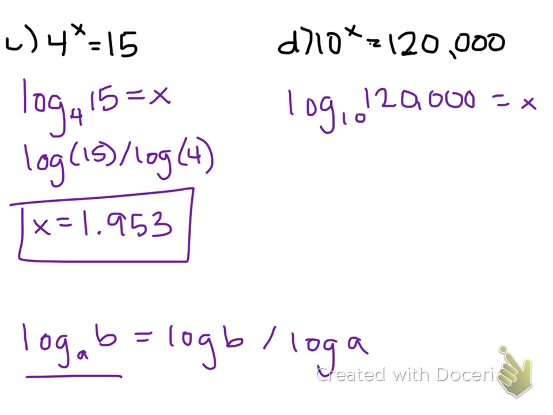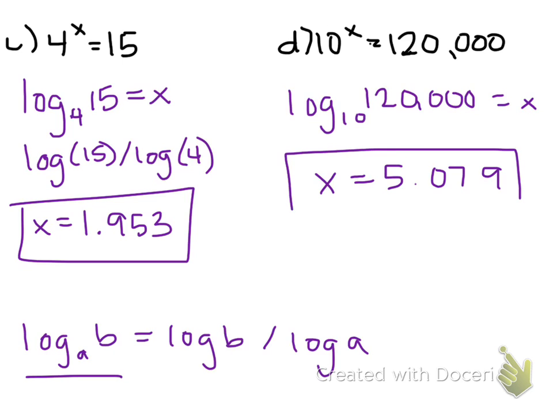Because calculators are base 10, you don't have to do the change of base. You can just type log 120,000, and you'll get x equals 5.079. Okay, so go ahead and try the next problem. If you don't have a way to get it as a decimal, just write it in this form down here, how you would type it in a calculator if you have one.